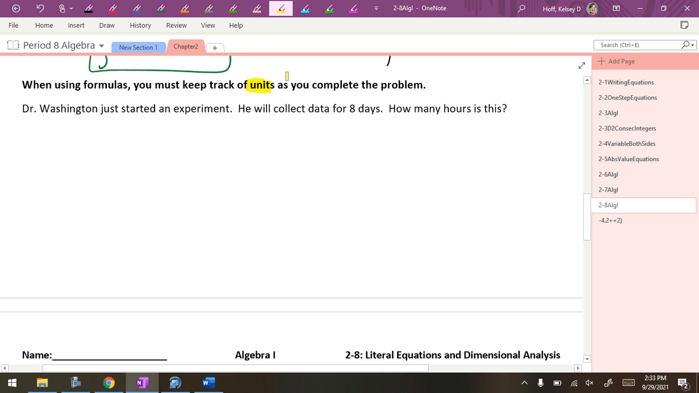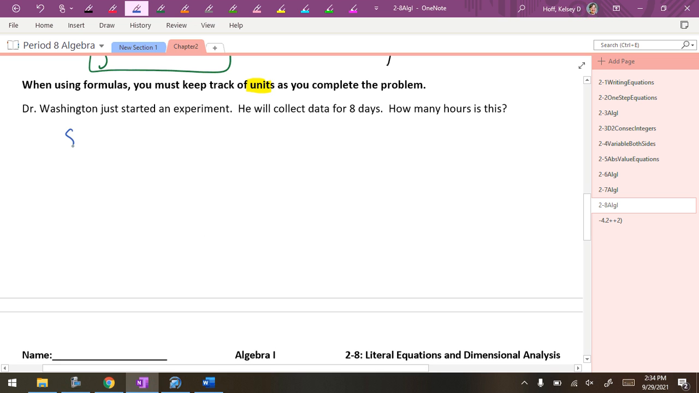Dr. Washington just started an experiment. He will collect data for 8 days. How many hours is this? Now, I know some of you are like, oh, you just multiply this or you just divide this. You have to show this to me because you're going to screw it up at some point today. What do we start with?